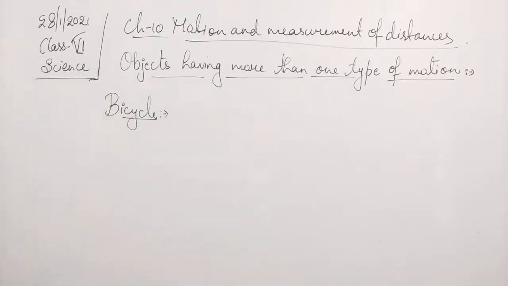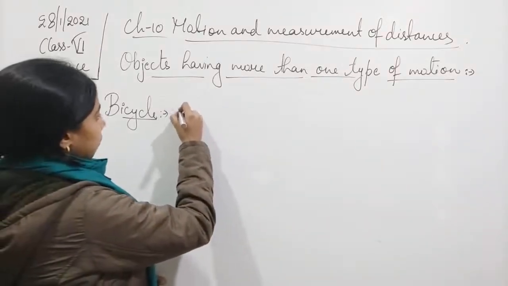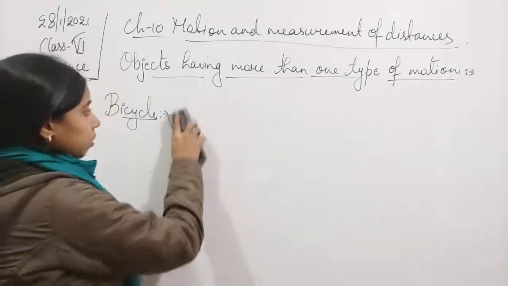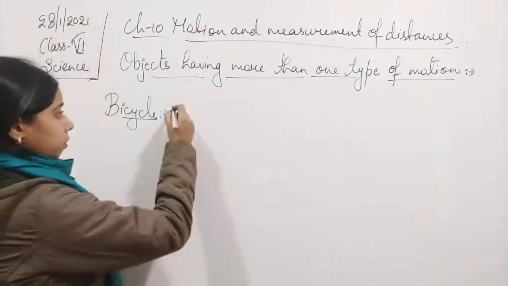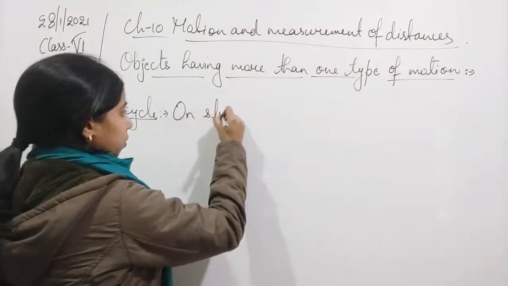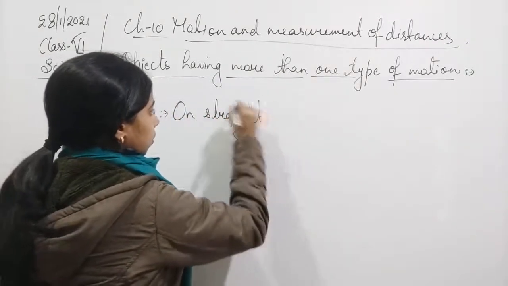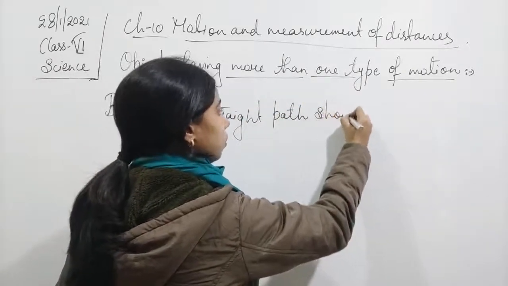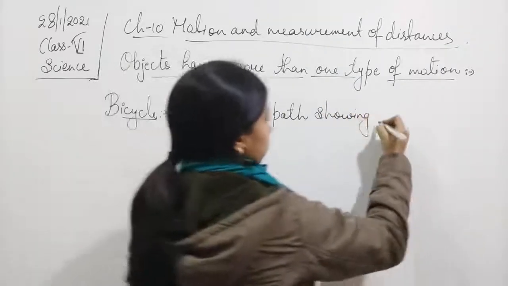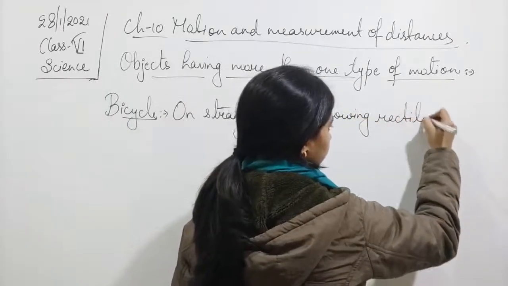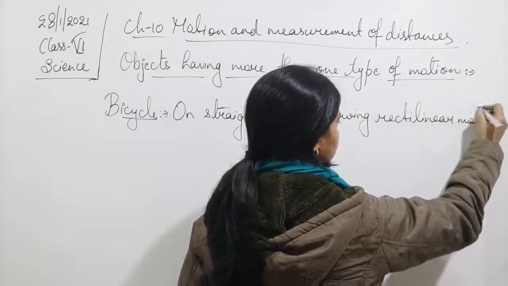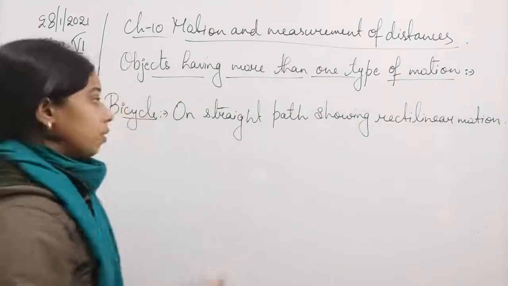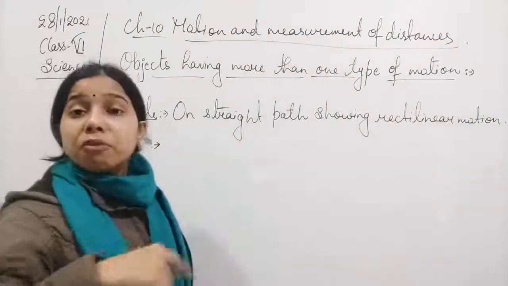So the first type of motion is that on a straight path, it is showing rectilinear motion. The second type of motion is the movement of the wheel.